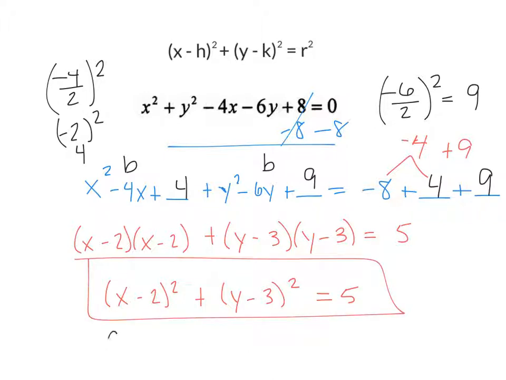This tells me my center is 2, 3, because this is the x, that's the y, opposite signs, and my radius is equal to the square root of 5. Remember, r squared in this case is equal to 5, so taking the square root, r is equal to the square root of 5.